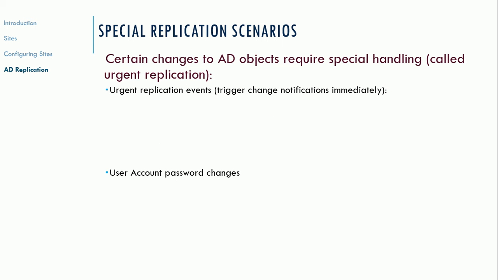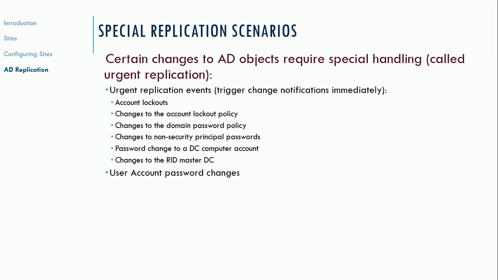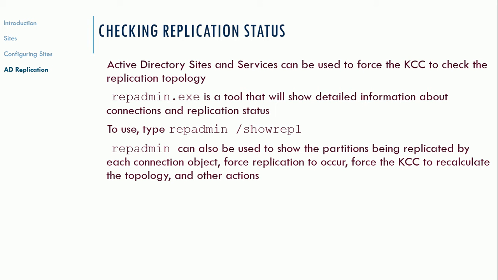So there are some special replication procedures. You might have urgent replication events, such as where you want to trigger change notifications immediately, like account lockout or new account policies or passwords and things like that. There are certain things that you need to push immediately, as well as user account password changes. If you change someone's password, they probably want to log in right away, so that might be the type of change that has to get pushed immediately. So when you make a change to a password, that might replicate immediately rather than waiting for the next replication, regardless of the site link.